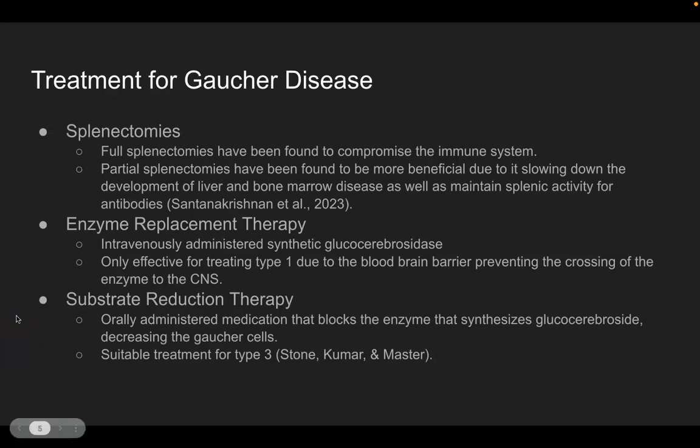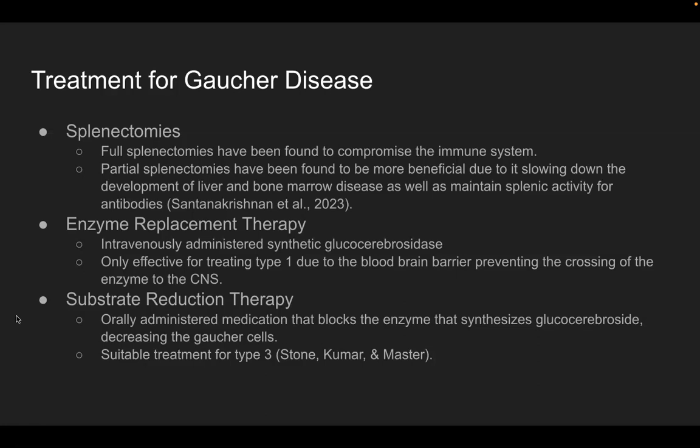Treatment varies on the condition type and severity, but involves enzyme replacement therapy or substrate reduction therapy. Enzyme replacement therapy is done intravenously and uses a synthetic form of glucocerebrosidase. However, it is only suitable for treating type 1 due to the blood-brain barrier preventing the enzyme from crossing over to the central nervous system.